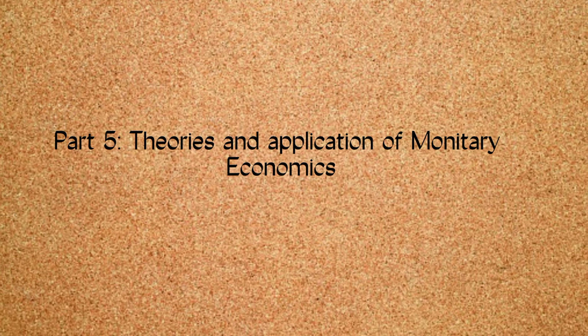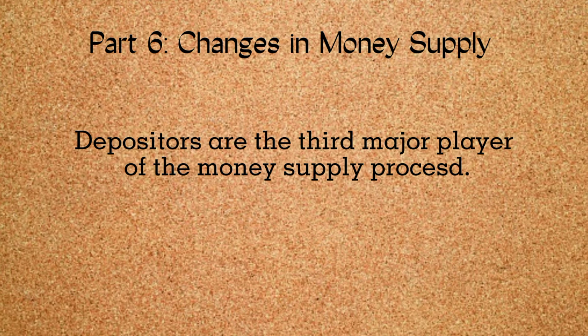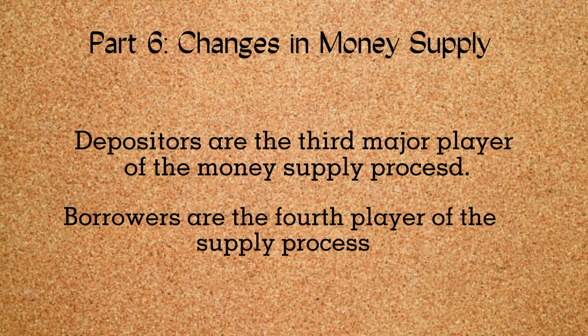Part 5: Theories and Application of Monetary Economics. In this lesson, my learnings are that money supply is increased by the players of the money supply process, as well as how it is controlled by the monetary authorities through the money supply mechanism. Part 6: Changes in Money Supply. In this chapter, I learned that money supply changes due to the reserve requirement set by the BSP. Also, I learned that depositors are the third major player of the money supply process. The borrowers are the fourth player of the supply process.